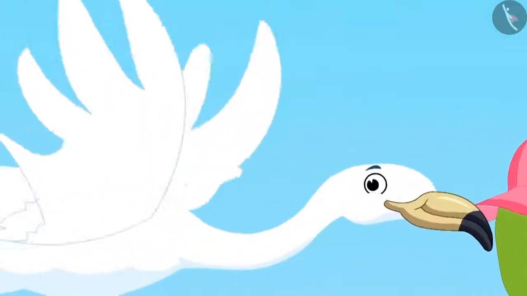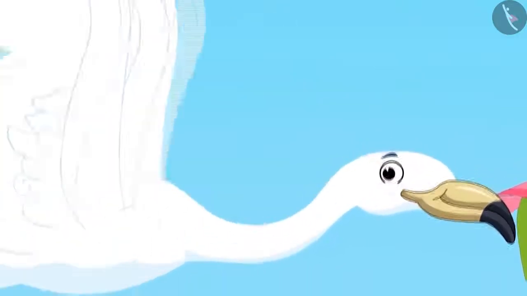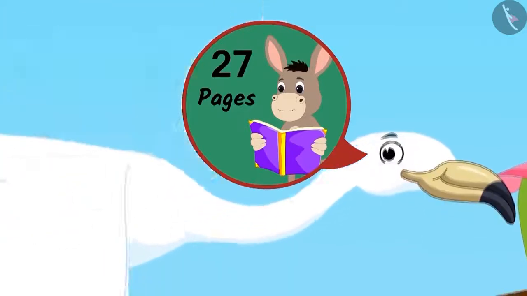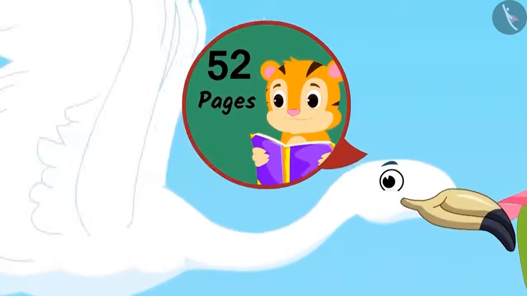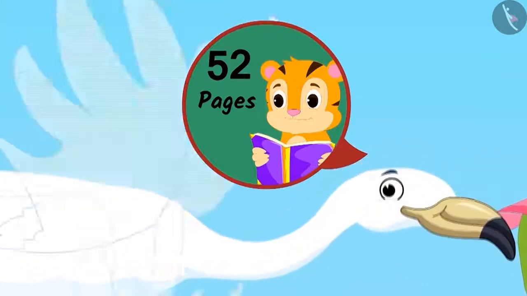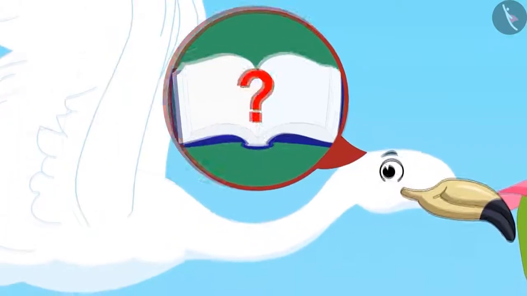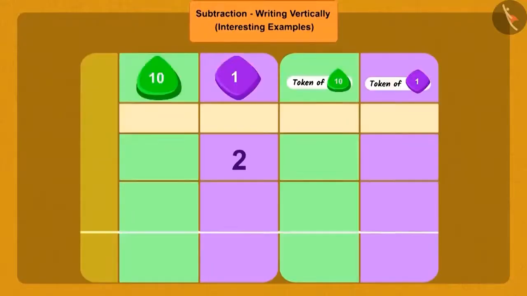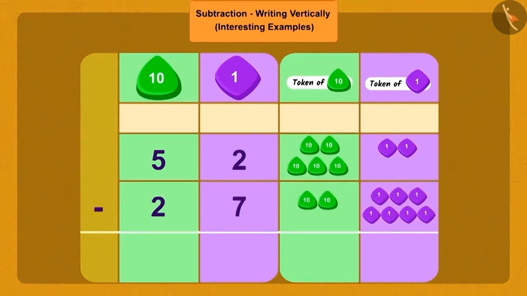Now it was the turn of the second bird. This was the second puzzle. If Bhola read 27 pages of a book and Sher Khan read 52 pages of the same book, then can you tell me who read more pages and by how many? Children, can you tell me who read more pages? Yes, Sher Khan read more pages than Bhola. Now, how will we find out that how many more pages did Sher Khan read?